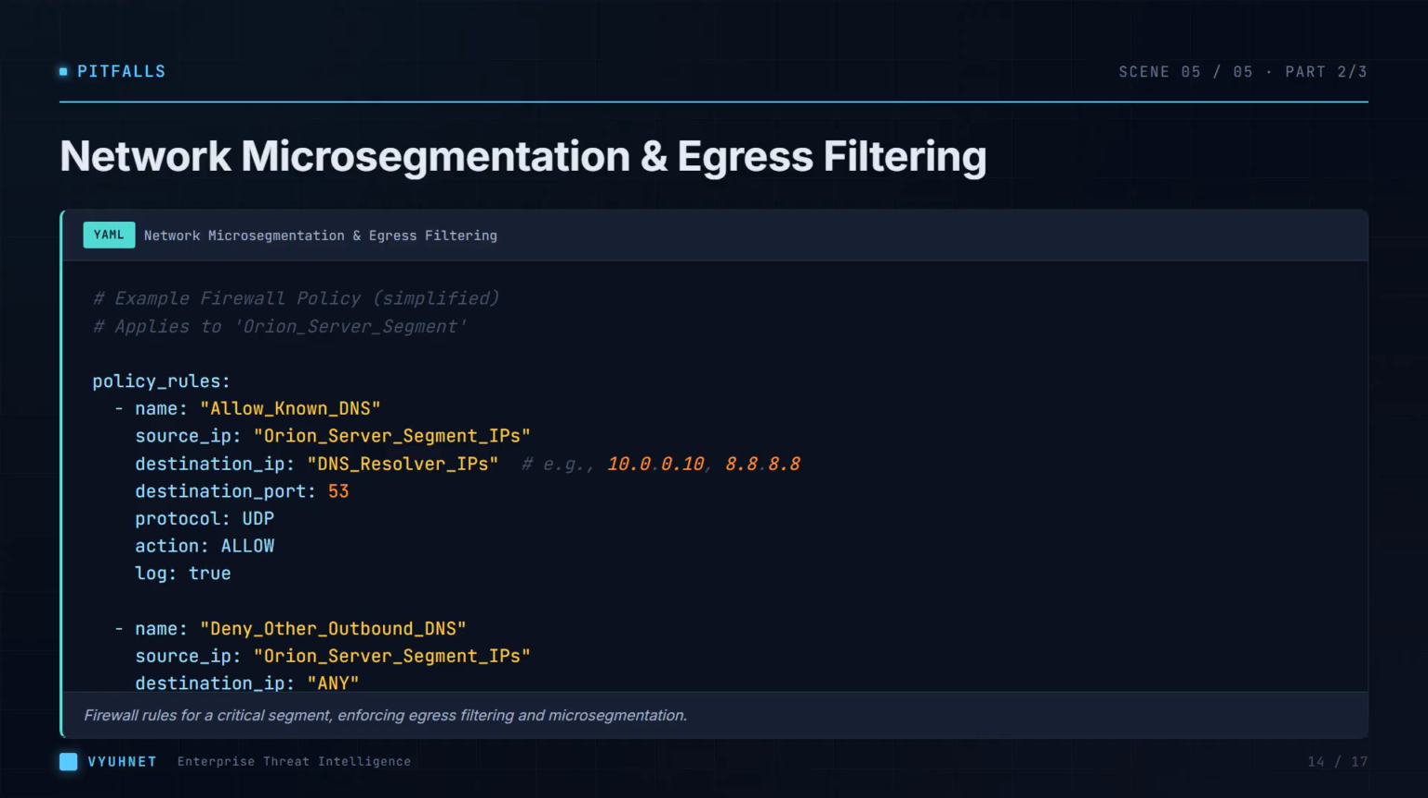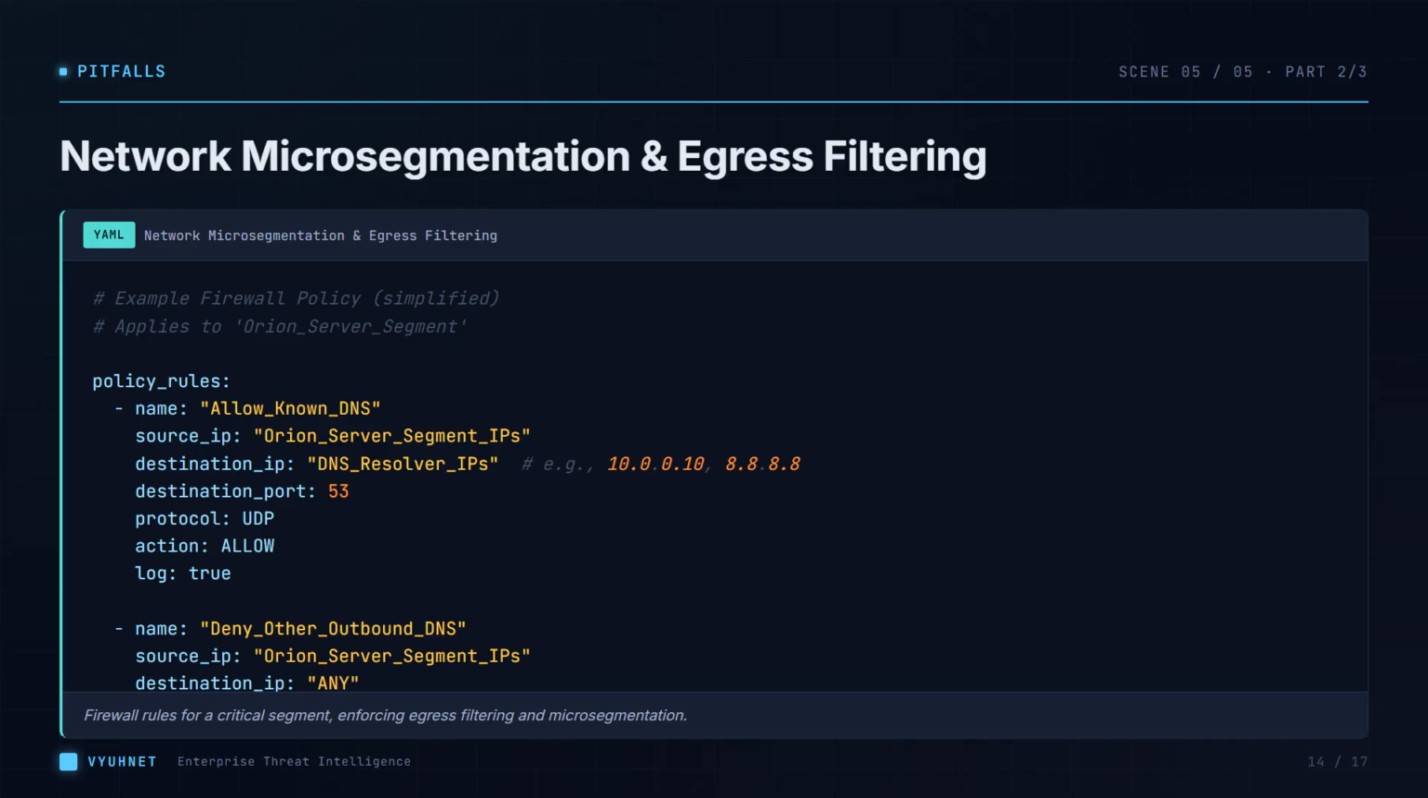Even if a compromise occurs, you need to limit its blast radius. Microsegmentation is key. Isolate critical applications and services into their own network segments. For example, your SolarWinds Orion server should not be able to initiate outbound connections to arbitrary external IP addresses or communicate freely with your domain controllers unless explicitly permitted.